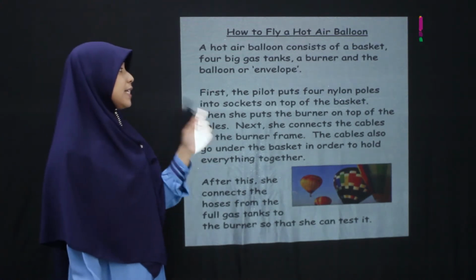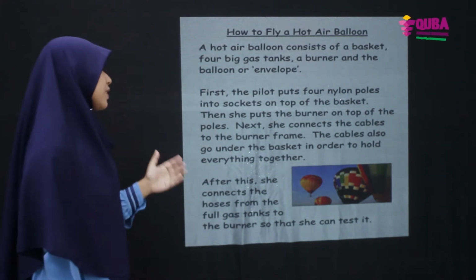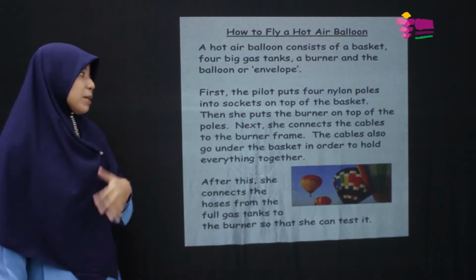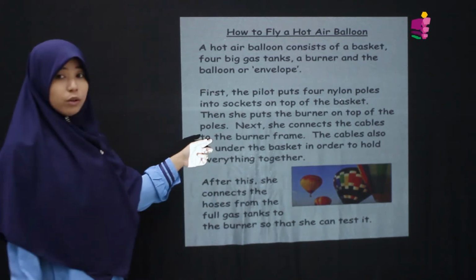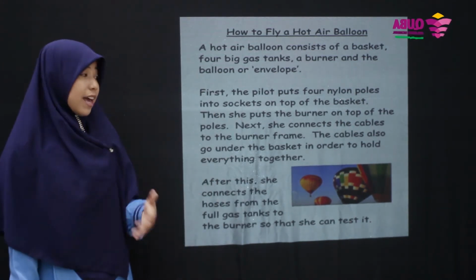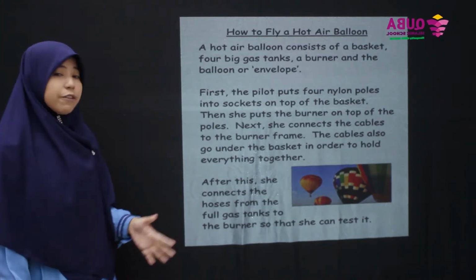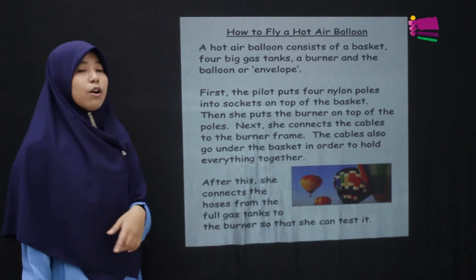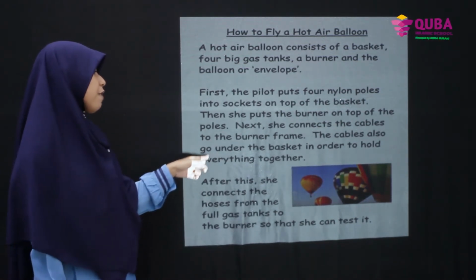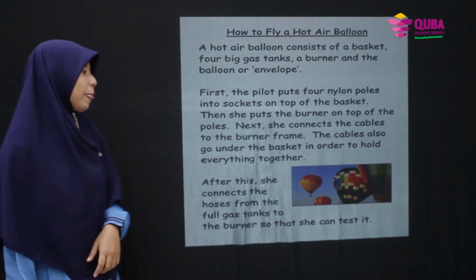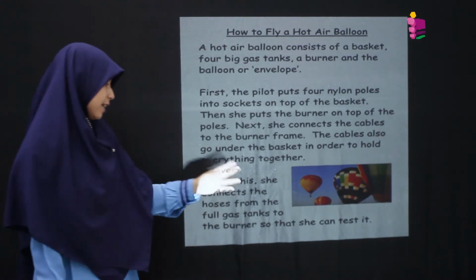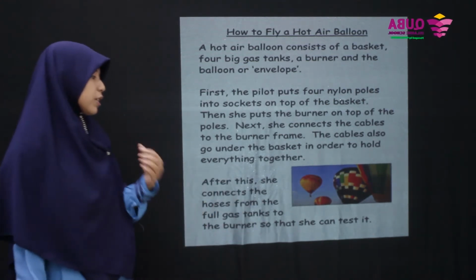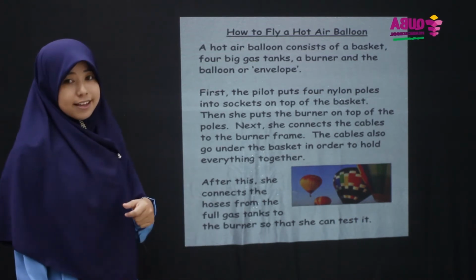First, the pilot puts your nylon poles in the sockets on top of the basket. Then, she puts the burner on top of the poles. Next, she connects the cables to the burner frame. The cable also goes under the basket in order to hold everything together. After this, she connects the hoses from the fuel gas tanks to the burners so that she can test it.